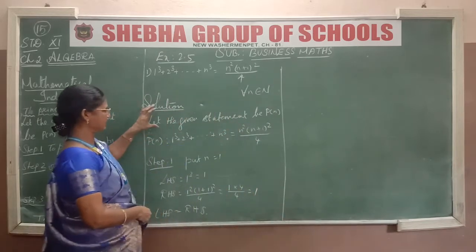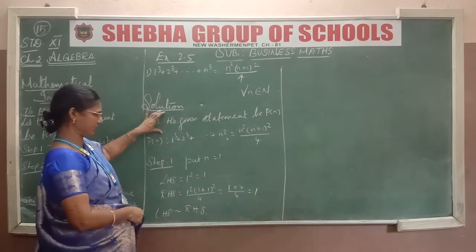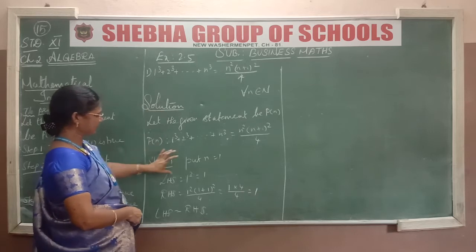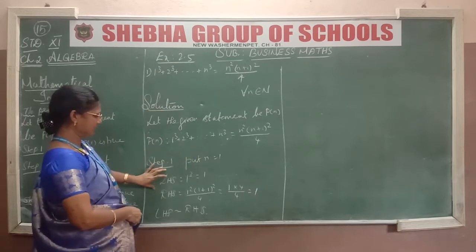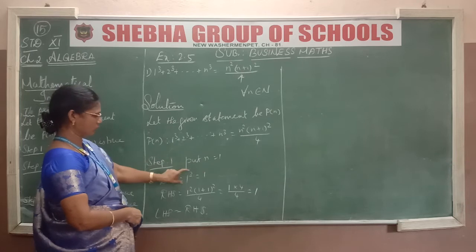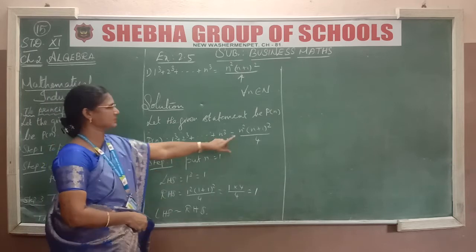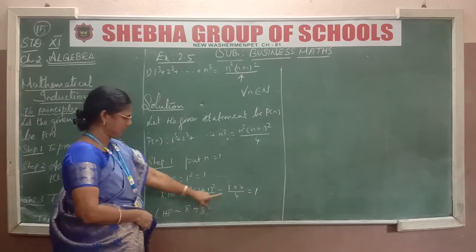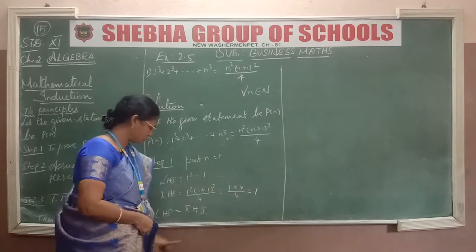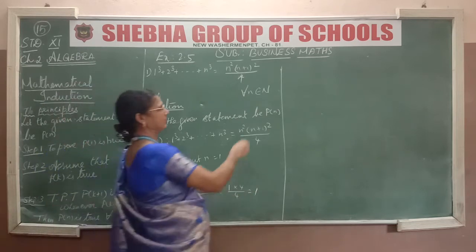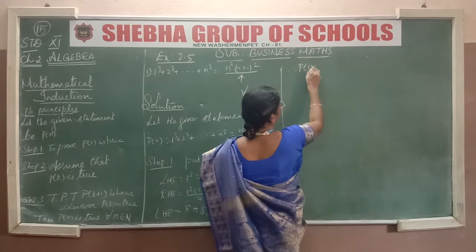Understood? First we assume the given statement as P of n, and then first step is put n equal to 1. Our left hand side is first term only. So 1 cube is 1. RHS is substitute n equal to 1. We get again 1. So our left hand side equal to right hand side. Therefore P of 1 is true.